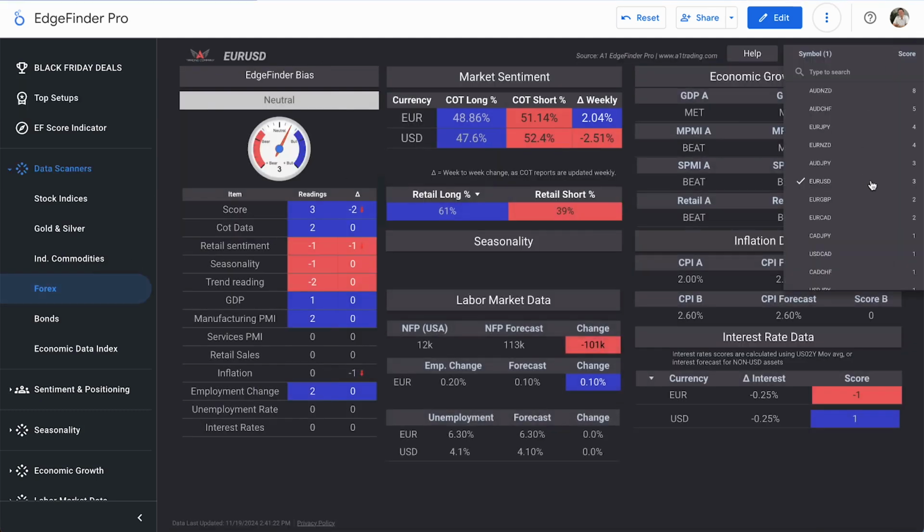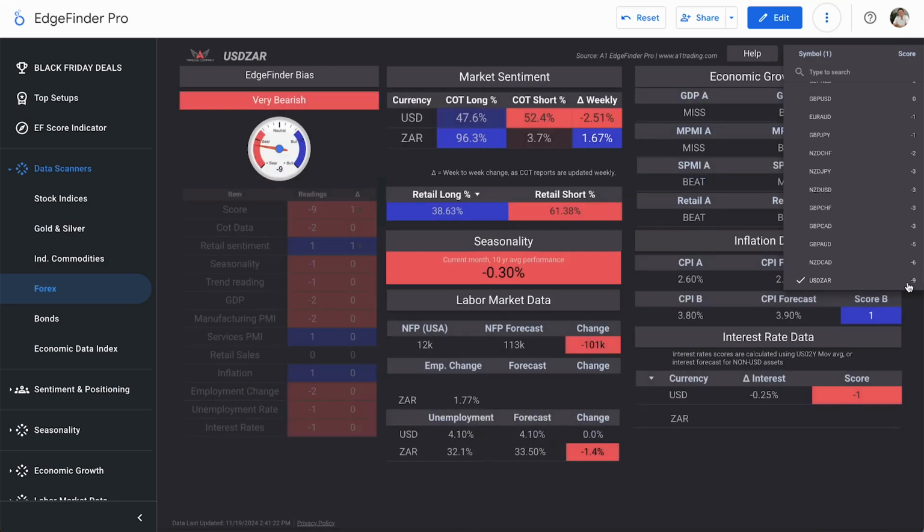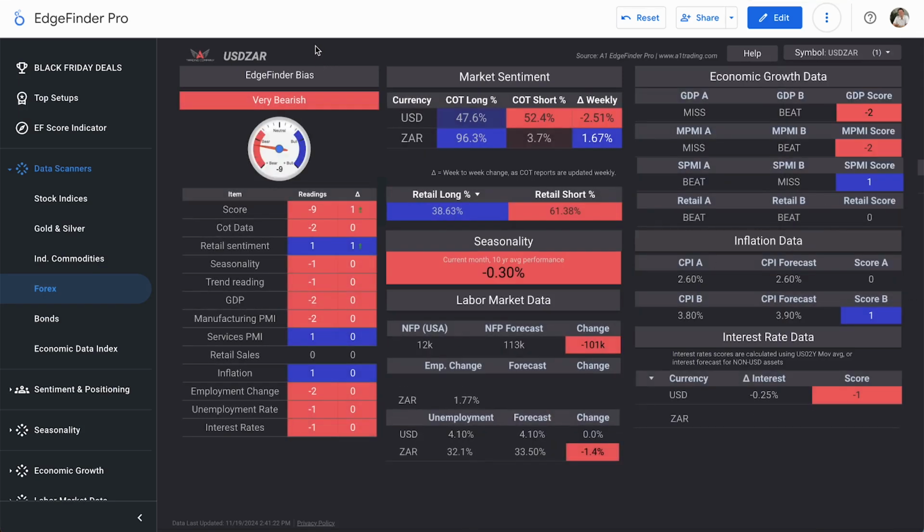I'm going to click our little drop down tab, scroll all the way to the bottom, USD ZAR down here at the bottom with a score of -9. Like I've mentioned, it has a very bearish bias, score of -9. COT data is a score of -2, and retail sentiment a score of +1.